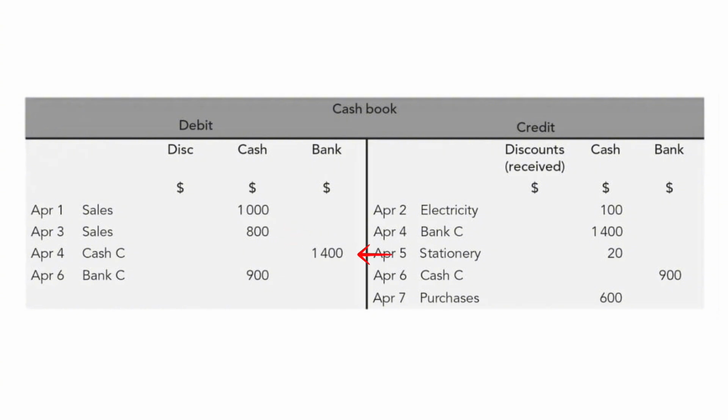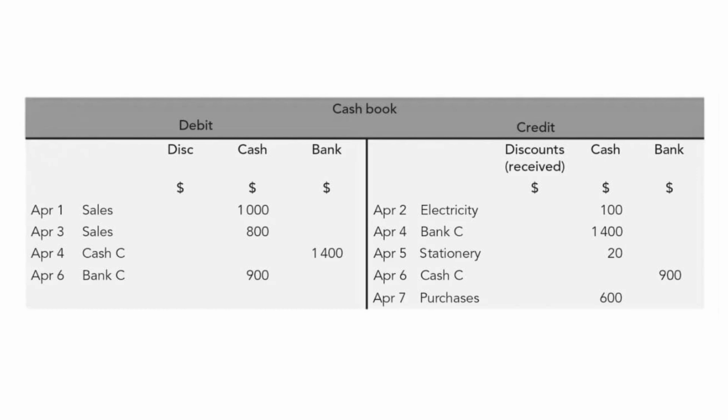Third, on April 4th, cash C, bank of $1,400. A transfer was made from cash to the bank. Since the bank account is increasing, it is debited under the bank column. Fourth, on April 6th, bank C, cash of $900. Money was withdrawn from the bank into cash. The cash balance increases, so $900 is debited to the cash column.